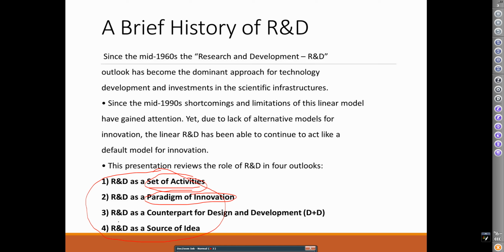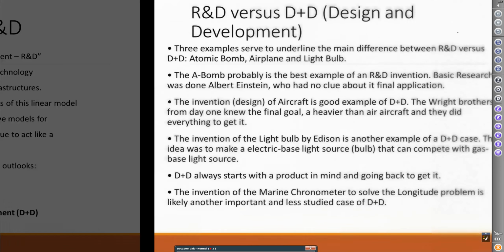The third outlook, R&D is a counterpart for design and development. This model is called also the D+D model. And the fourth outlook, R&D is a source of ideas. So in this case, actually, if you check the management system of most of the research and development companies right now, you will find that most of them use the third outlook and fourth outlook. That's why right now I want to explain briefly outlook number 3 and number 4.